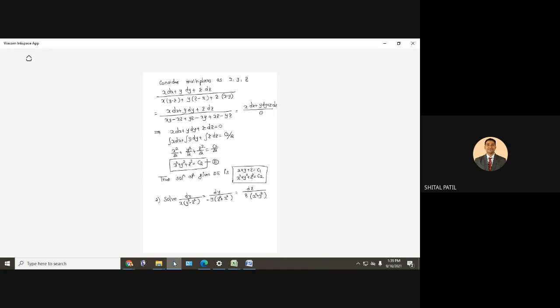Yes, anyone. What are the multipliers? Can anyone find the multipliers? Now see, constant numbers cannot be multipliers. In that case, the degrees should be the same. Then only we can find the multipliers.